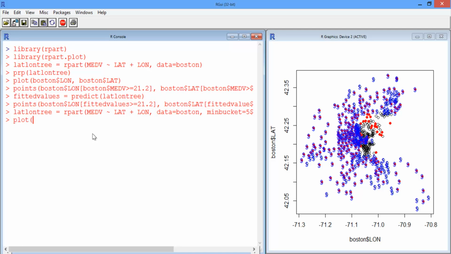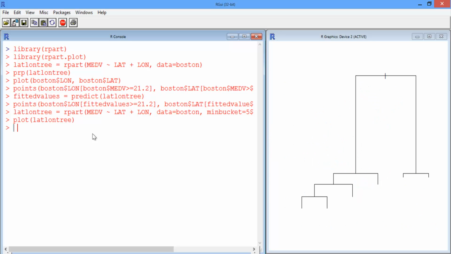We'll use the other way of plotting trees, plot, and we'll add text with the text command. And we see we have far fewer splits, and it's far more interpretable.